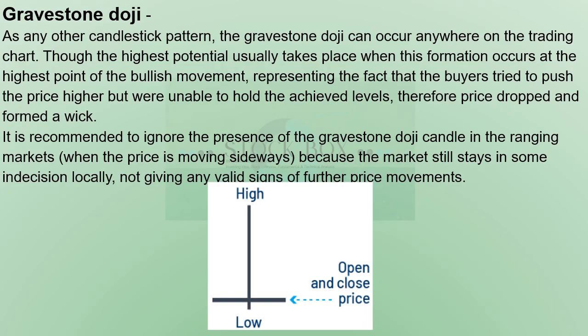Here in the diagram you can see the price opened and went up to the day's high, but it could not sustain the day's high and was pushed back to the day's low. That represents a gravestone doji. It simply means the buyers were controlling the market at the initial stage but could not sustain it, and the price was pushed down by the sellers, who came into complete control.